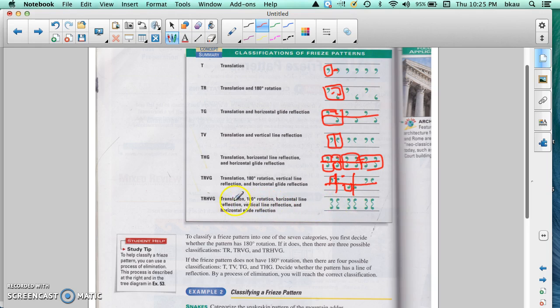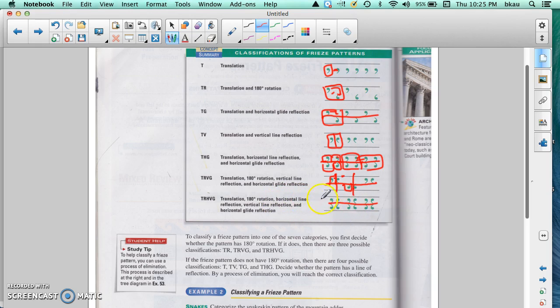All right, so this one has the most. It has a glide reflection, a vertical line reflection, a horizontal line reflection, a translation, and a rotation of 180 degrees. So all of that happens here. So you should be able to identify all of those things happening in this picture. So I can see the horizontal glide reflection. This glides down and flips over and it matches up. This piece matches with that.